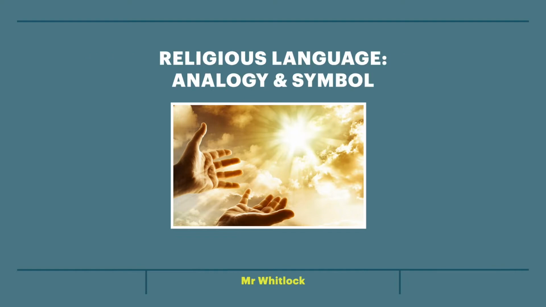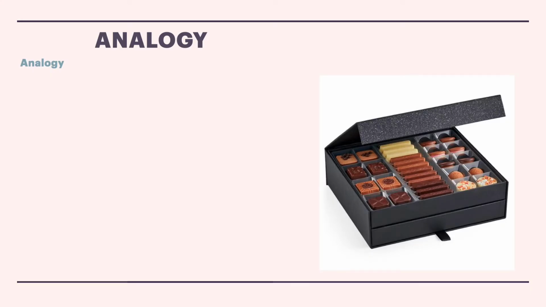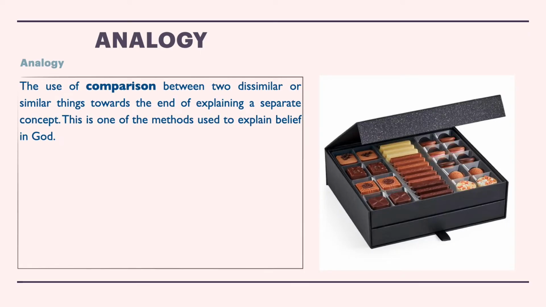So let's have a look at analogy and symbol. These are alternative ways of discussing the meaningfulness of God. First, let's understand what an analogy is. By definition, an analogy is the use of comparison between two dissimilar or similar things towards the end of explaining a separate concept. This is one of the methods that's used to try and explain belief in God.